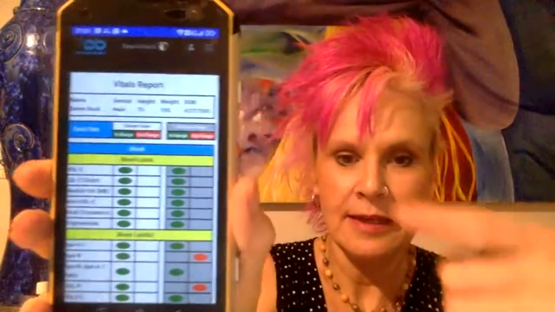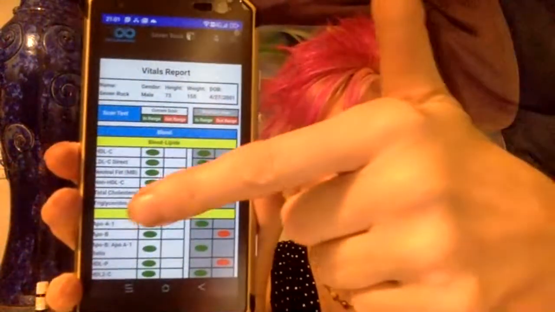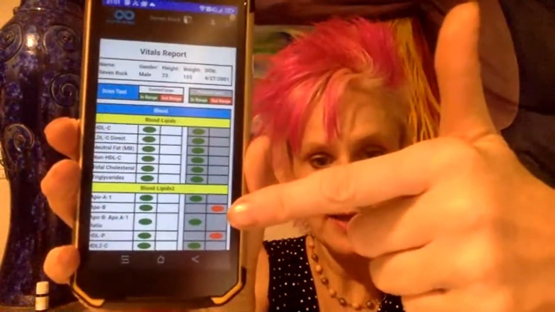I want to show you the vitals report. This is the one that's similar to doing lab tests. So this is what it looks like. In the gray, this is the first scan, so pre-optimization, and then second is after. And you're going to see hopefully mostly green. Where there's red, it means that the body is out of balance in frequency.